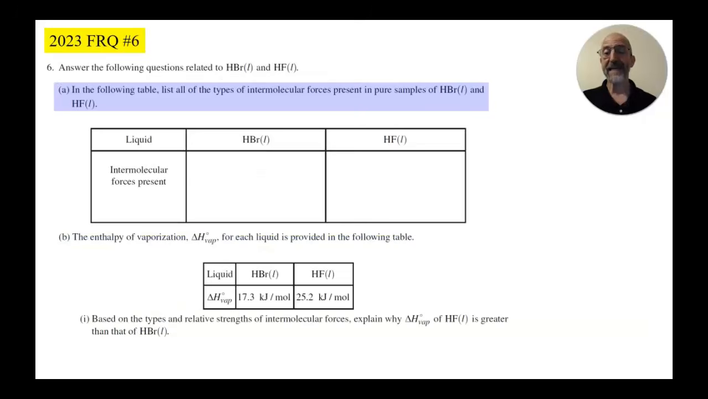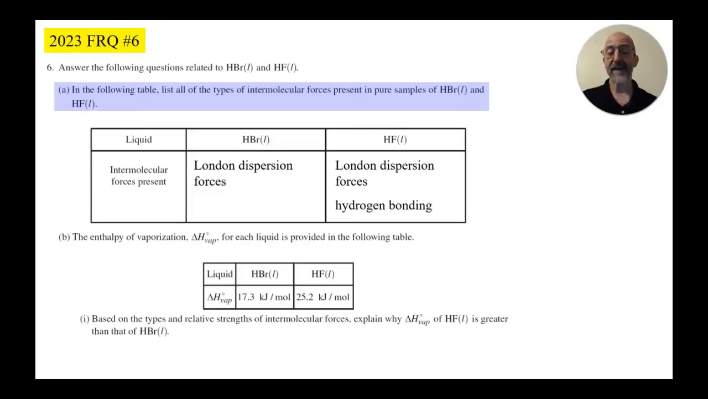Now we're looking at intermolecular forces in this question from 2023. So we have to list all of the types of intermolecular forces. London dispersion forces, yes. Polar substances, therefore dipole-dipole forces, I would say yes. And looks like one of them has the ability to experience hydrogen bonding attractions. Not both, just one. This is what the student said. Well, they said London dispersion forces for both. That looks good. They said hydrogen bonding for the HF.